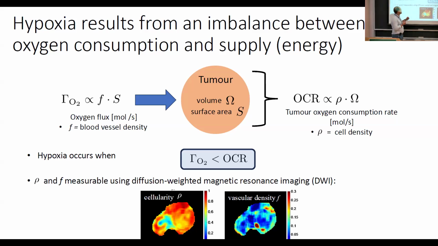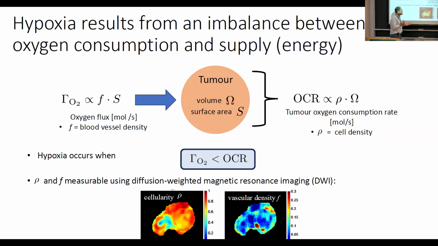You know, the devil's in the details, but I'm going to make a couple of assumptions. The first and foremost is that oxygen is provided by the blood vessels, so it's provided by the vasculature. The oxygen flux into a tumor is really proportional to the surface area of the blood vessels that are entering the tumor.